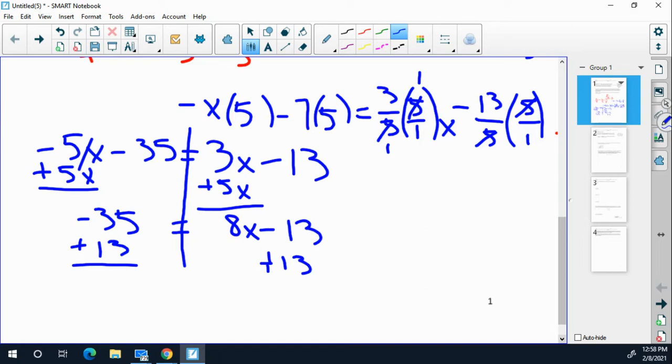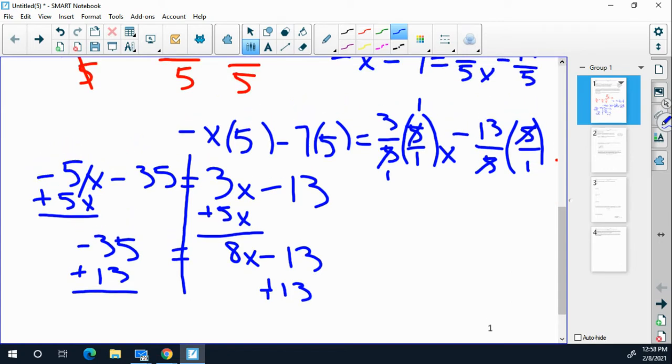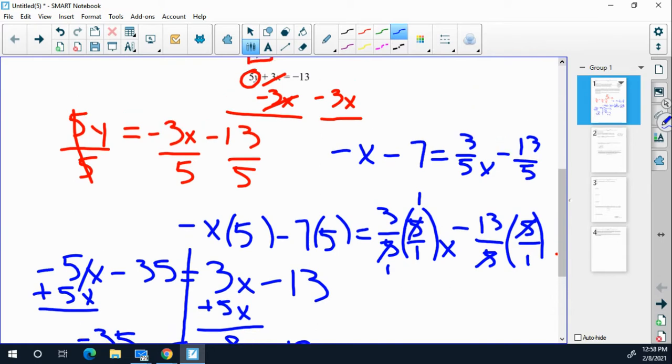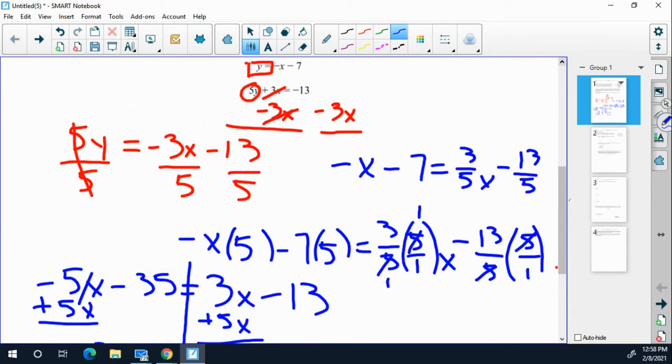So, no, but the 8x is wrong. I did something there. My sign's wrong, because it should come out negative 11. So my sign's wrong somewhere. All it takes is one wrong sign. There's that one. That's right.